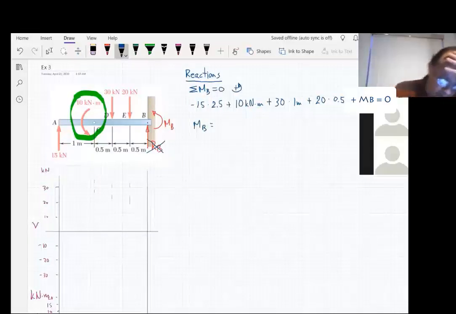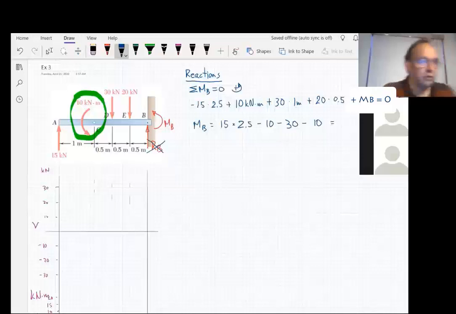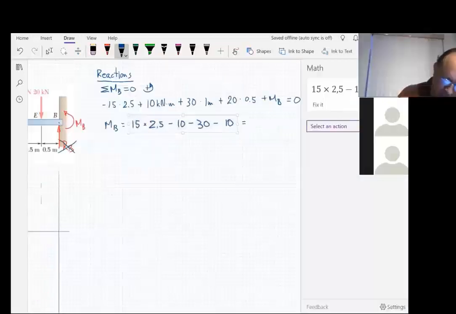So from here we get that MB equals, so all this goes to the other side with the change of sign, so it will be plus 15 times 2.5 minus 10 minus 30 minus 10. Okay, and then this will give you, it's not going to get the 2.5.